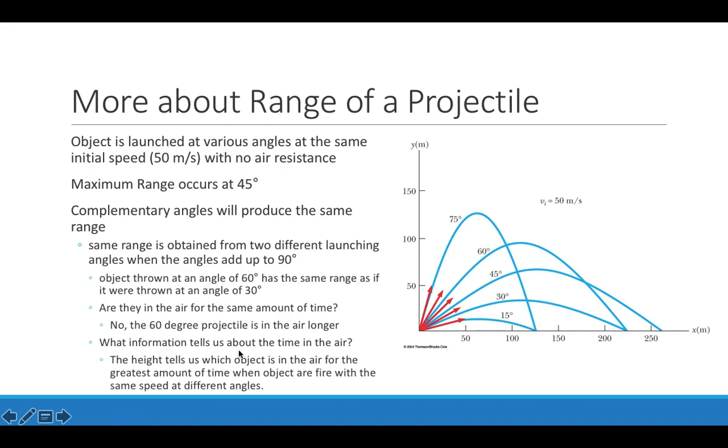The information that tells us how long an object is in the air is the height. The higher an object has to go, the longer it's going to spend in the air. That's because the horizontal and vertical motions are independent, and we know that the height it's going to reach is dependent on the time. So the higher it goes, the longer it's in the air. In this case, the 75-degree projectile would spend the most time in the air if they were all fired simultaneously, and as the angle goes down, the amount of time spent in the air is less.